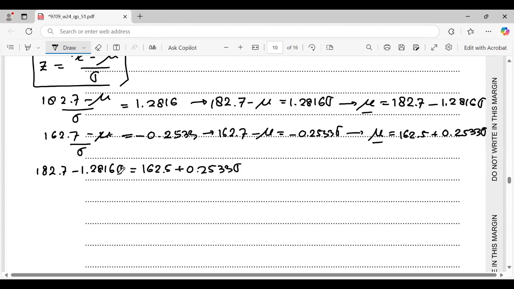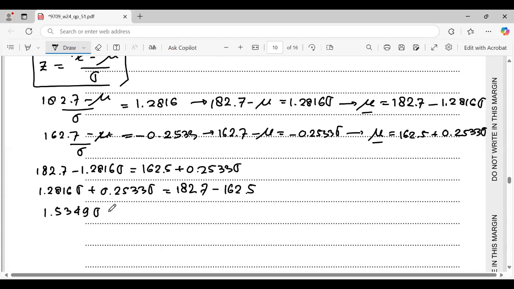And the next step is going to be 1.2816 sigma plus 0.2533 sigma equals 182.7 minus 162.5. If we calculate this number plus this number, it becomes 1.5349 sigma equals 20.2.